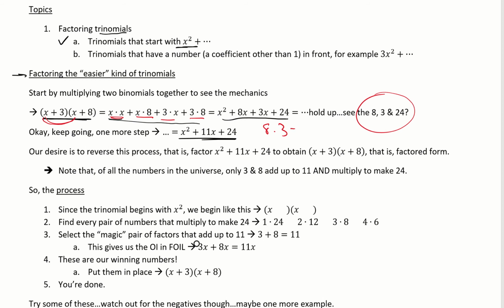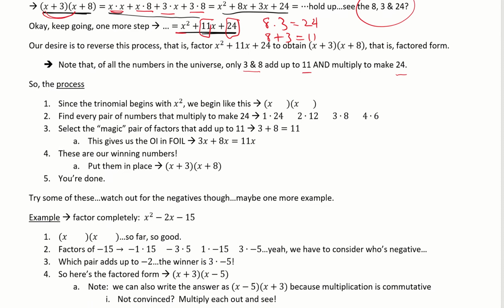8 times 3 is 24. 8 plus 3 is 11. Lo and behold, there's your 24 in your trinomial, and there's your 11. So when the problem starts off with just x squared, it's actually kind of an easier game, although games with numbers can drive a lot of people crazy. I like this note where I say, note that of all the numbers in the universe, only 3 and 8 add up to 11 and multiply to make 24. So those are the winner, winner, chicken dinner numbers. When you multiply it out, you get the 11 and the 24. When you factor back, you get the 8 and the 3.